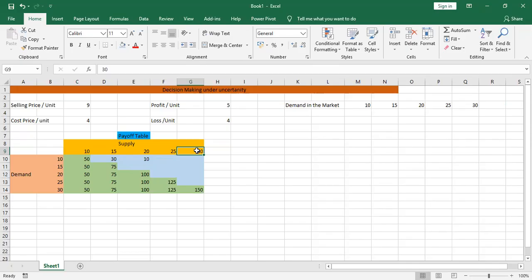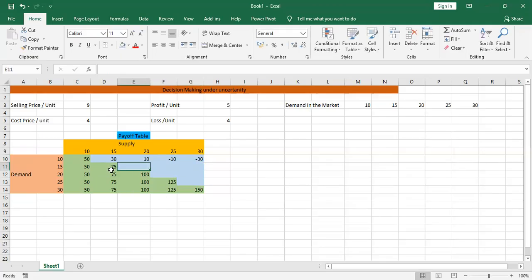That means the difference between the columns is the same, that is 5, 5, 5. This means you will get a loss of 20 rupees in each case. So 50 minus 20 is what? 30. 30 minus 20 is 10. 10 minus 20 is what? Minus 10. Minus 10 minus 20 is what? Minus 30.